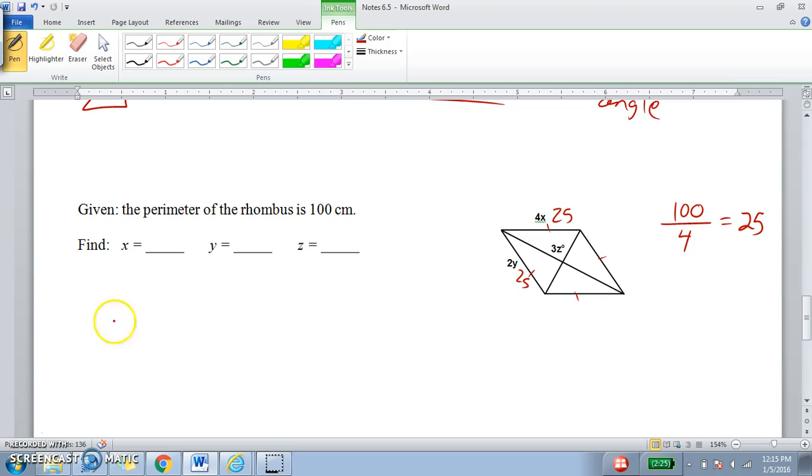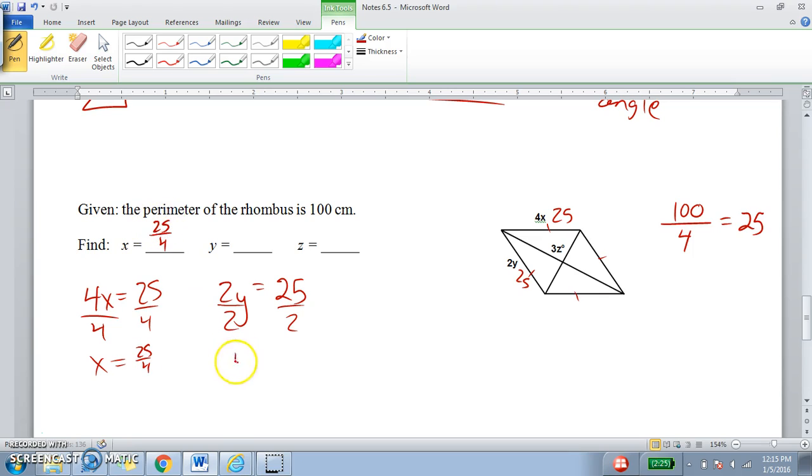So to solve for x and y, all we do is 4x equals 25, 2y equals 25. And then here we would divide by 4. Here we would divide by 2. And those don't come out evenly, so we'll just leave them as fractions. X equals 25 over 4. And y equals 25 over 2.